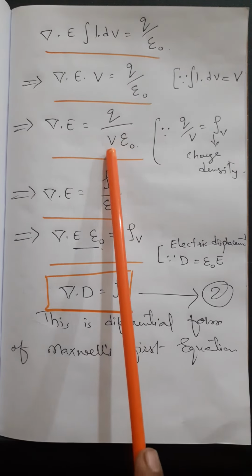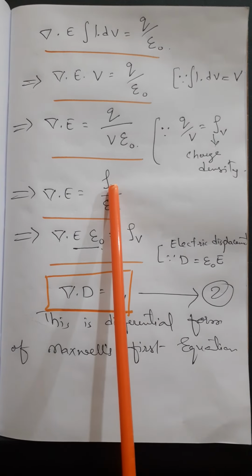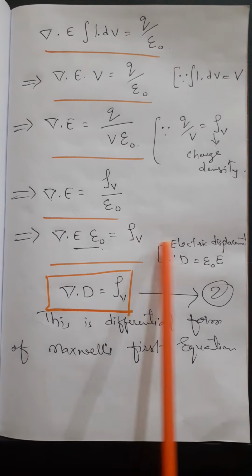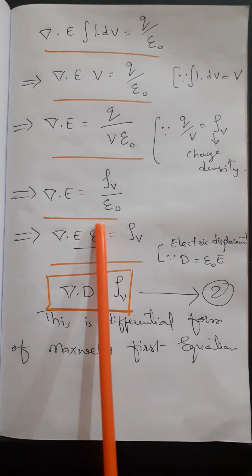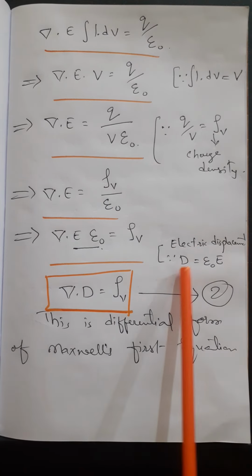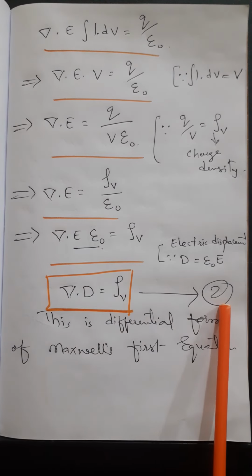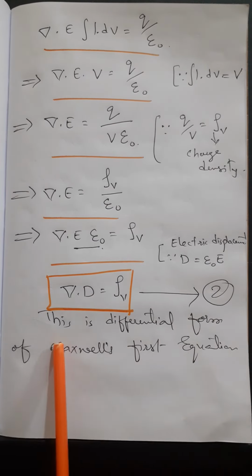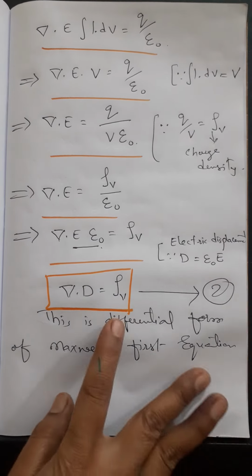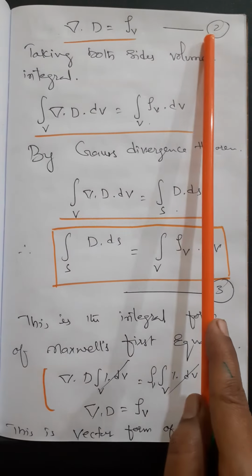We know that q by v is nothing but the charge density, so I can write rho v by epsilon naught. Next, del dot E times epsilon naught is equal to rho v. We know that epsilon naught E is replaced by the electric displacement, represented by D. So del dot D is equal to rho v. Let us call this equation number 2, and this is the differential form of Maxwell's first equation. Now the integral form. For the integral form, let us take the second equation.